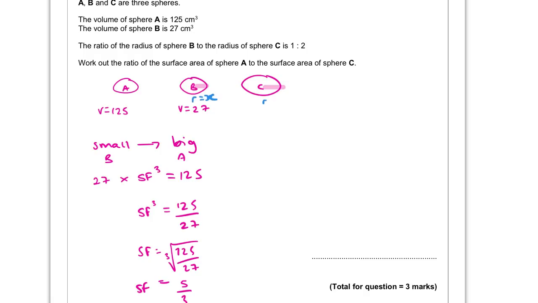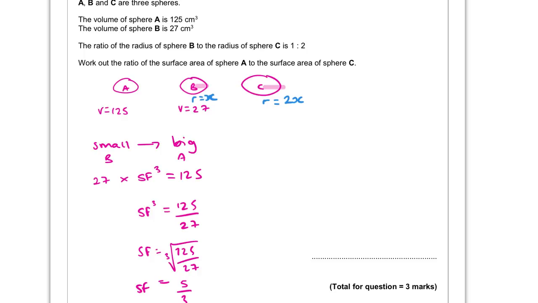Actually, let's call it X, it'll make your life easier. What would the radius of C be? 2X. So what do we know? Work out the ratio of the surface area of sphere A to the surface area of sphere C.